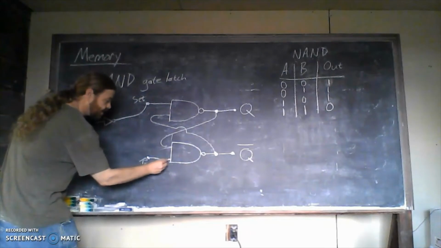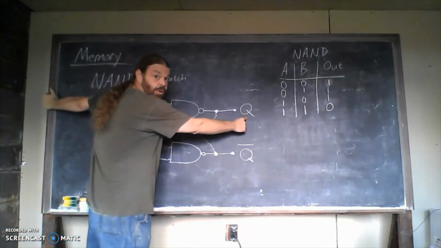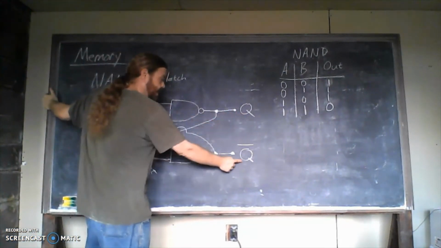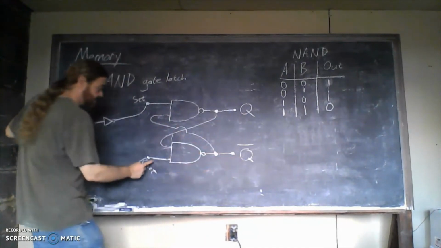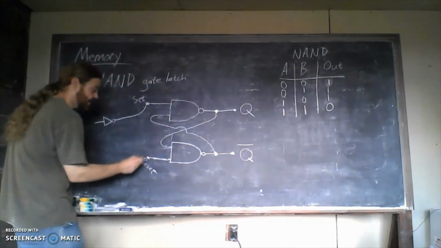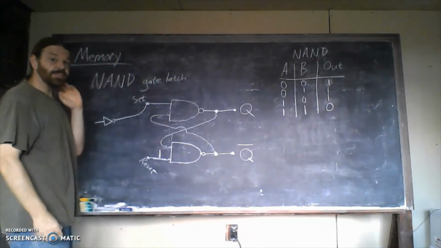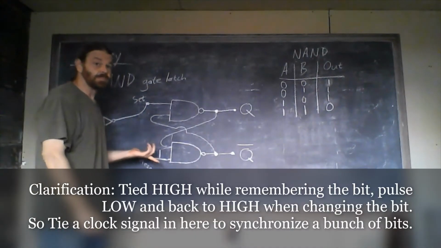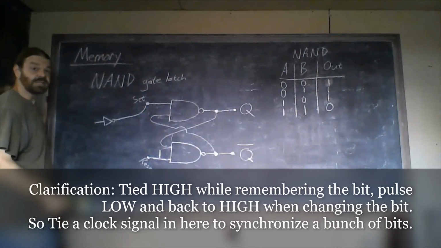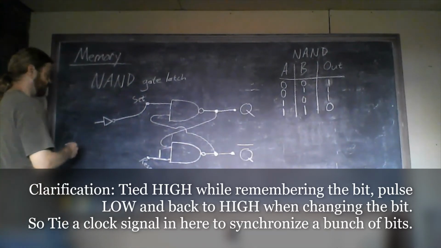So let's start with storing a 1. So first off, I'm going to use Q as the stored bit and not Q as the feedback. So I'm not going to use this pin at all. I'm not going to use the reset pin. So I'm just going to send in a 1 and keep that a 1. That's not going to change from being a 1. So first off, let's store a 0.